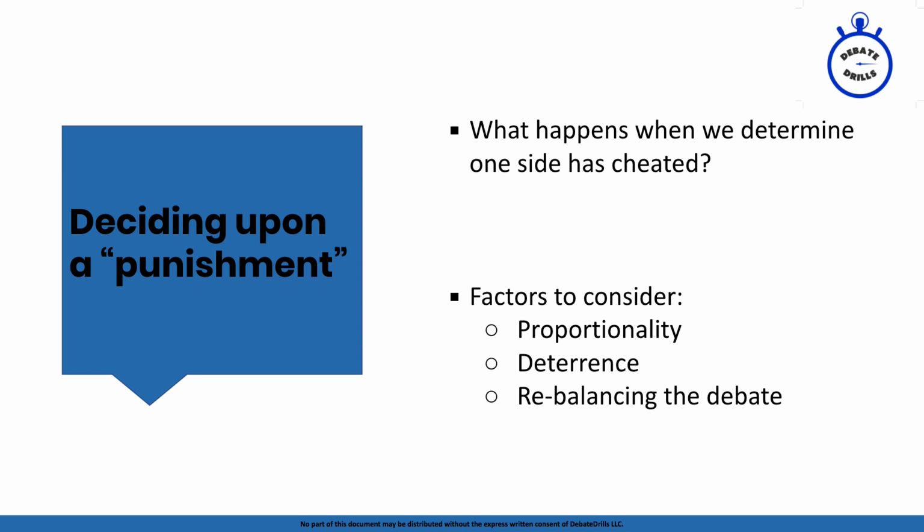A second factor to consider is the concept of deterrence. One goal of punishing people for cheating is to encourage them to not do it again.